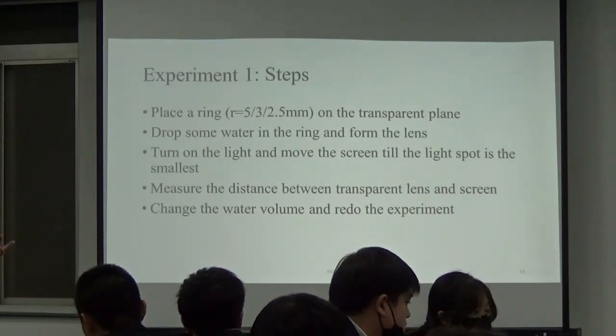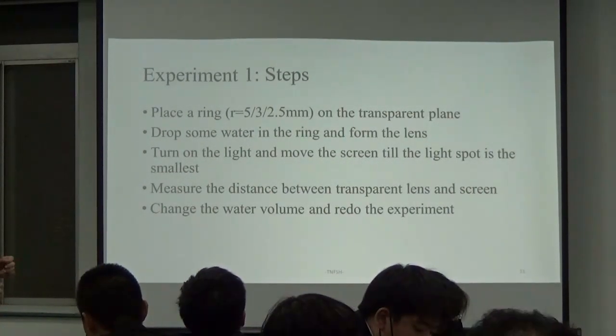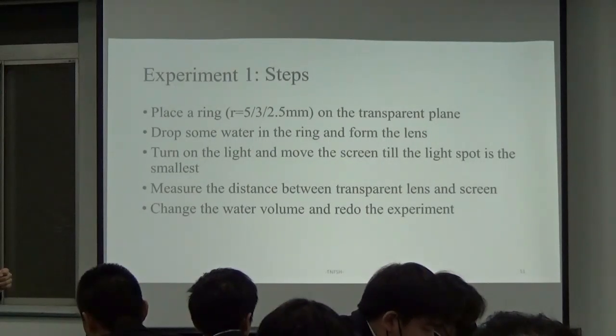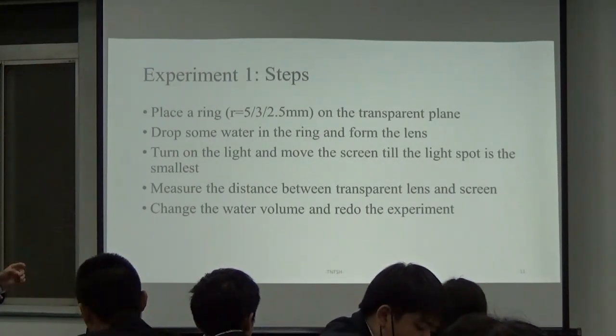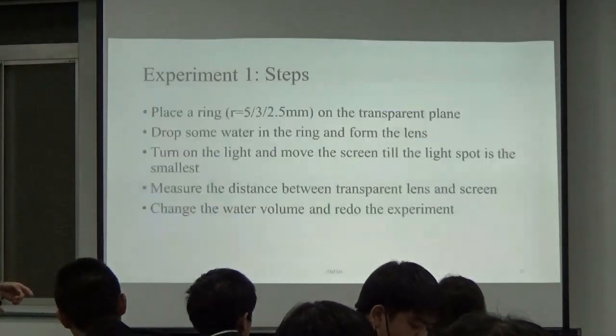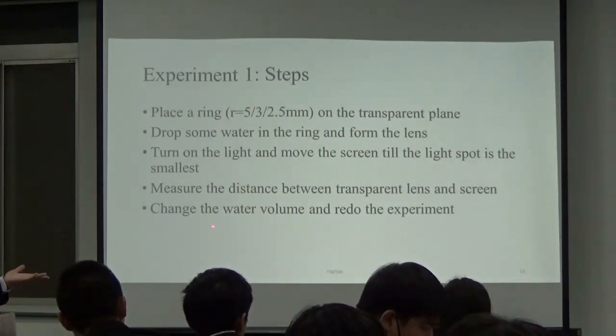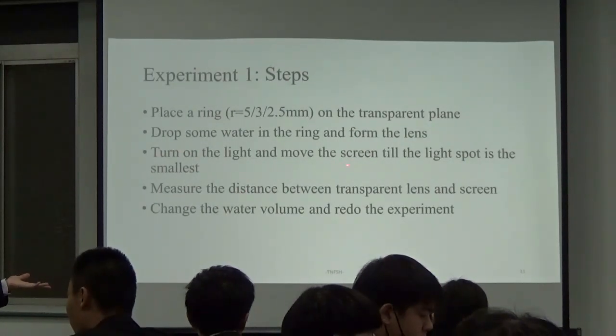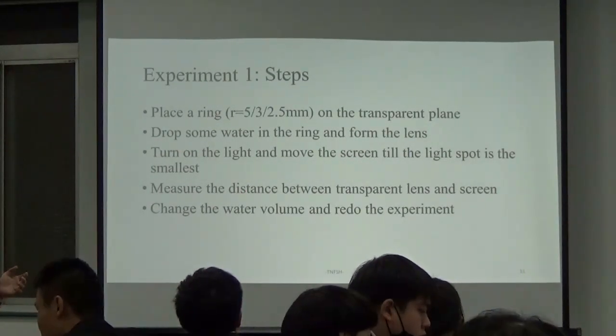So first we place a ring on the transparent plane and drop some water into the ring and form the lens. Then we turn the laser on, so it's a parallel light source. And we move the screen till the light spot is the smallest and measure the distance.